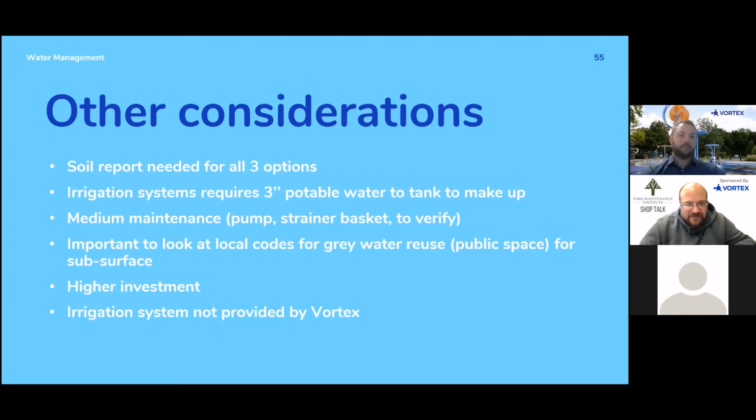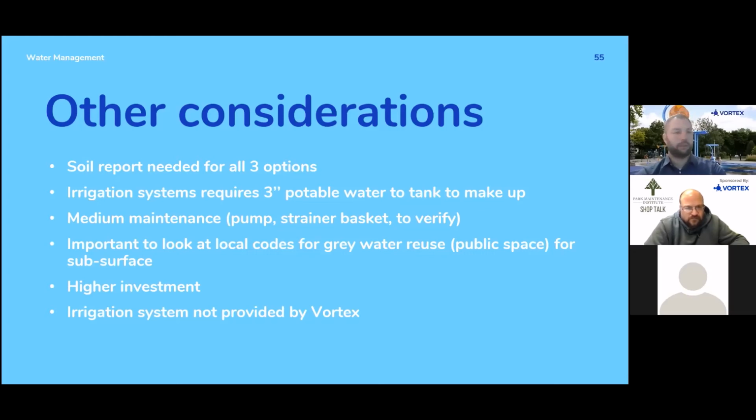So again, just some reminders on considerations for a repurposing solution. Soils report is super important for all three options. Irrigation systems require a 3-inch potable water line to the tank for makeup water. It falls in between, as far as maintenance is concerned, WQMS and flow through. WQMS being the most maintenance heavy, flow through being the least.